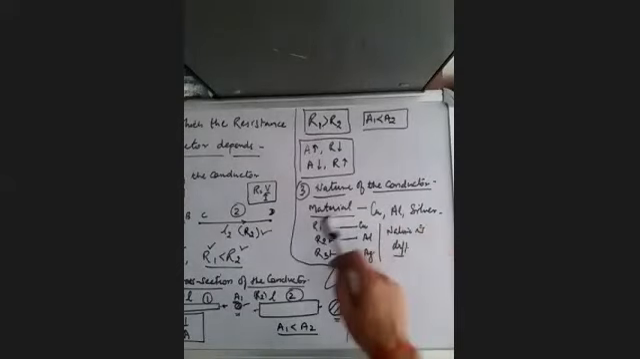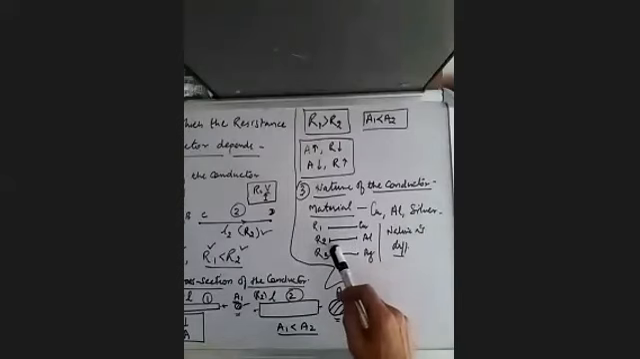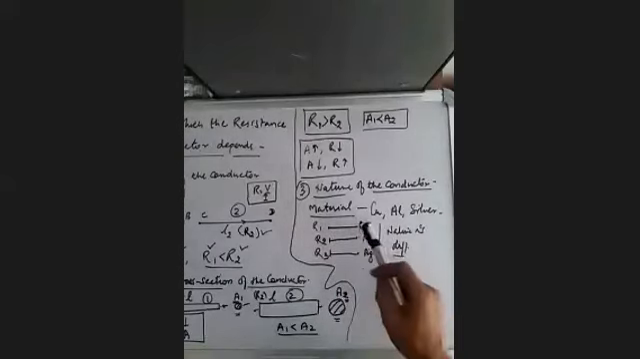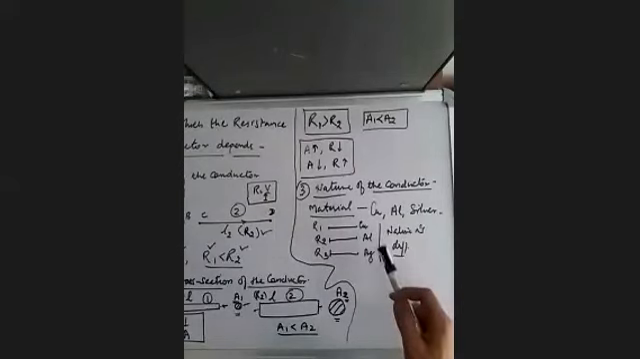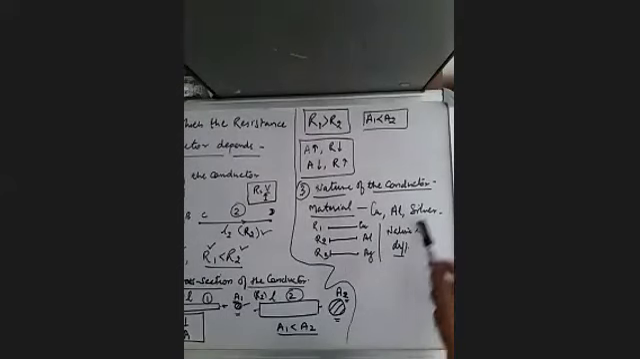Okay, though in all three cases, the length, area of cross section, and the environment, the temperature, everything is common. The only difference is one is made up of copper, another of aluminium, another of silver. Now, depending on the nature, their resistance is different. We find that silver has the least resistance among the three.